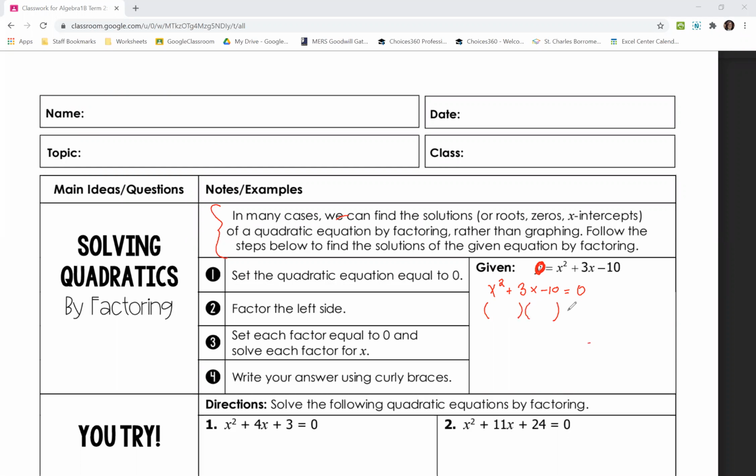Okay. Now, this is still going to be set equal to 0. Nothing's going to change with that. I'm just kind of rewriting the left-hand side in a different way, in hopes that it's going to help me solve this equation. So, I write an x in both factors. And I ask myself, I need two numbers that multiply together to give me negative 10, add together to give me a positive 3. That's going to be a positive 5 and a negative 2.